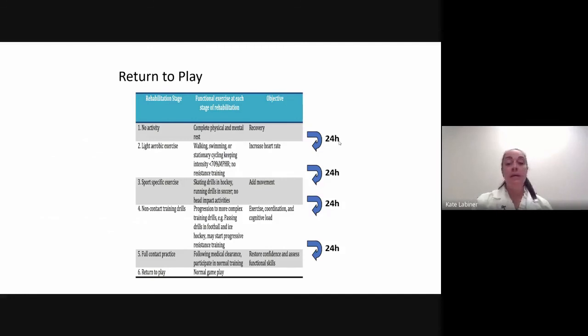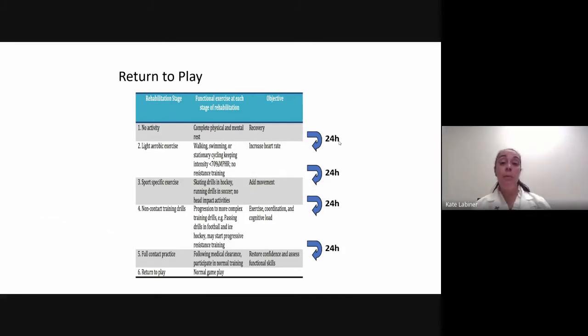Walking, swimming, stationary bikes. You just want to increase the heart rate a little bit to improve all of those things that we talked about when we said that aerobic exercise can improve your blood flow, improve your ability to clear waste, improve your metabolic function. That's the importance. Next, you're going to go to sport-specific exercise. That's going to be light lifting. It's going to be maybe some skating drills. If you're a hockey player, you may jog a little bit.